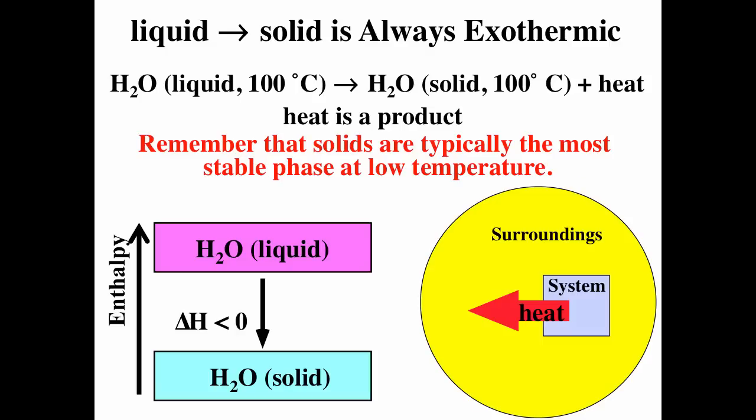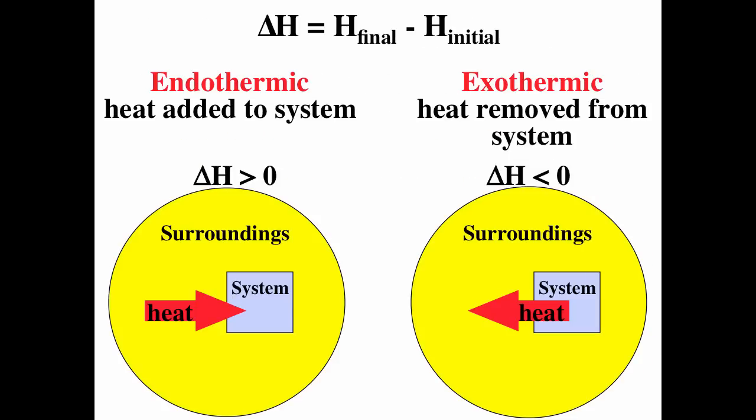Remember that solids are typically the most stable phase at low temperature. And so endothermic, heat's added to the system, heat is a reactant. Exothermic, heat's removed from the system, heat is a product. Endothermic processes, delta H is positive, again Q is positive. Exothermic processes, delta H is negative, Q is negative. Delta H again is just Q, heat transferred to the system, assuming only expansion work and constant pressure.